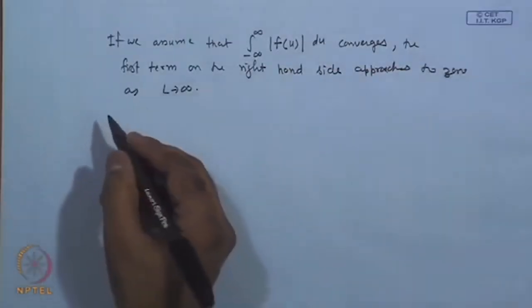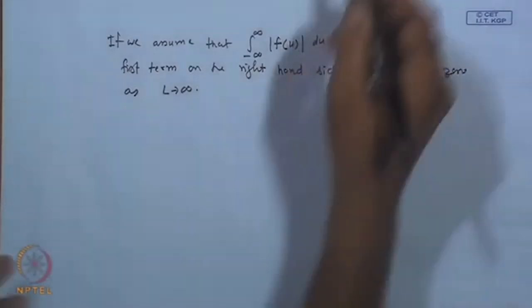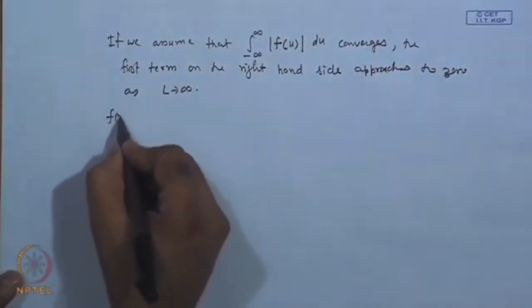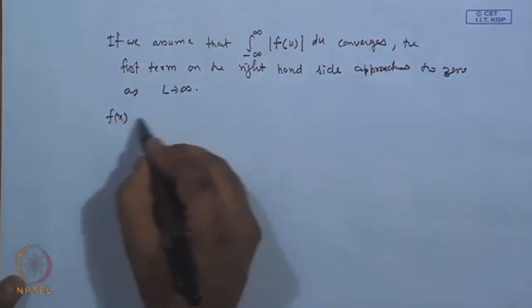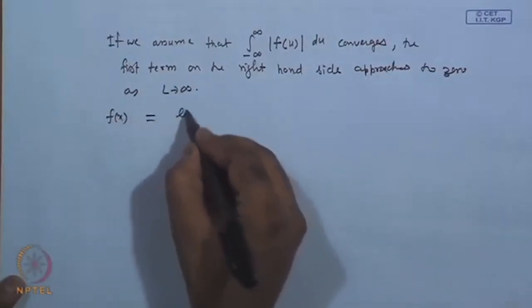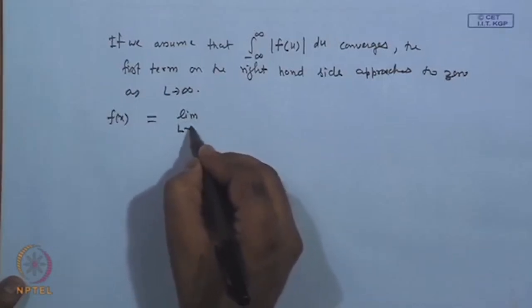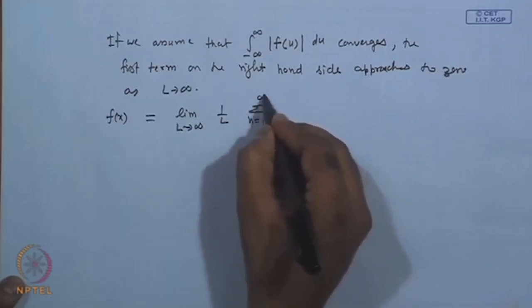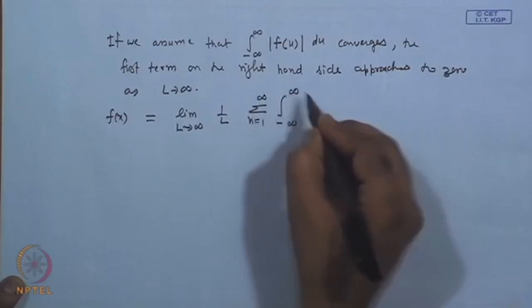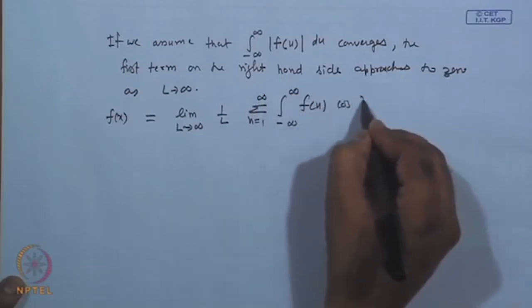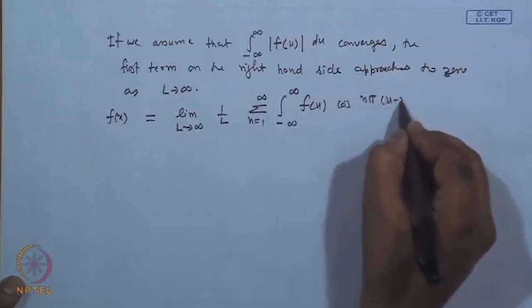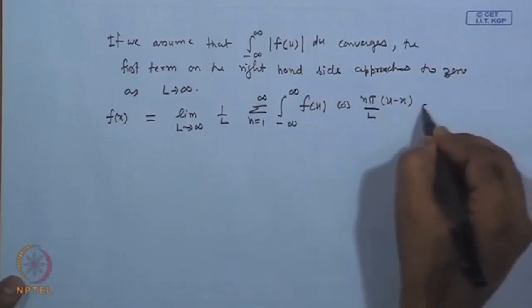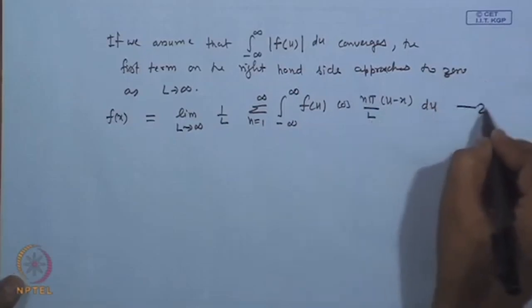So we have then this f_L(x) on the left hand side, and as we take the limit L tending to infinity, we assume that this will be a non-periodic function f(x). So now the first term is 0, and then we are left with the limit L to infinity of 1 over L, sum n from 1 to infinity, integral from minus infinity to plus infinity of f(u) cos(n pi (u minus x) over L) du. Let us call it equation number 2, and that was our equation number 1.